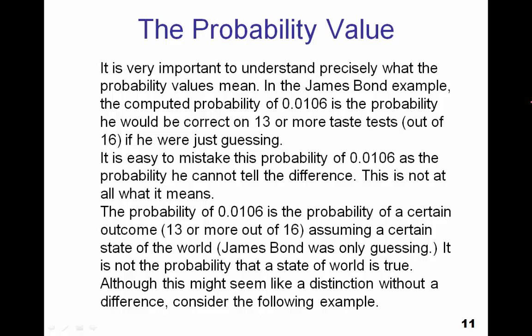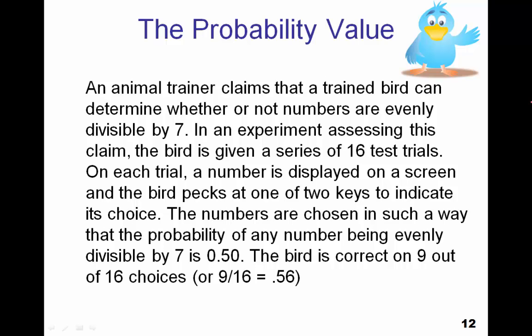It's not the probability that on any given test he's going to be wrong. Although this might seem like a distinction without a difference, consider the following example. An animal trainer claims that a trained bird can determine whether or not numbers are evenly divisible by 7. In an experiment assessing this claim, the bird is given a series of 16 test trials.